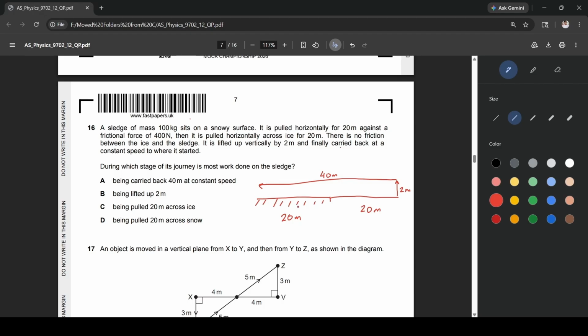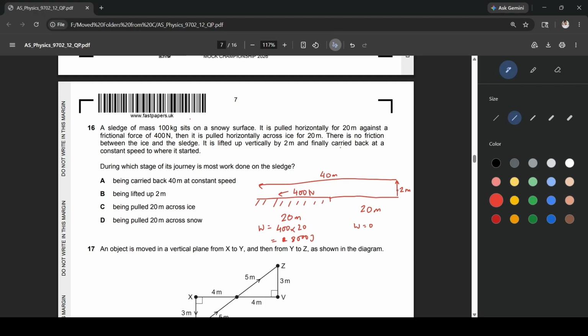Okay, so during the snowy part of the journey, there is a frictional force in the opposite direction of 400 newtons. So the work done against friction, work done, is force times the distance. The frictional force is 400 and the distance is 20, which is 8,000 joules. 8,000 joules is the work done against friction in the first part of the journey. In the second part of the journey, there are no resistive forces, so the work done here is equal to 0 because there is no work done against any resistive forces.